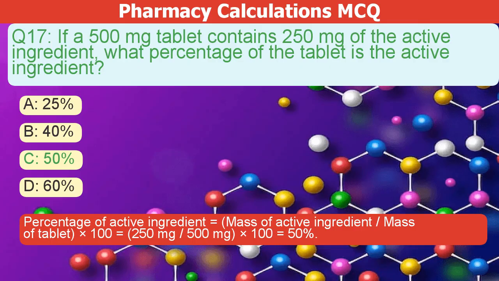The percentage of active ingredient is calculated as the mass of the active ingredient divided by the mass of the tablet, multiplied by 100. This is 250 milligrams divided by 500 milligrams, multiplied by 100, which equals 50%.